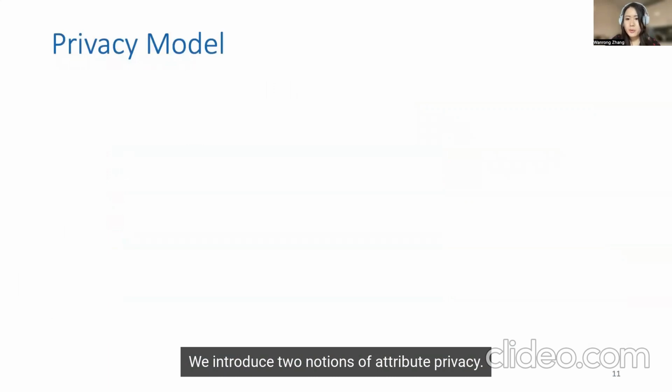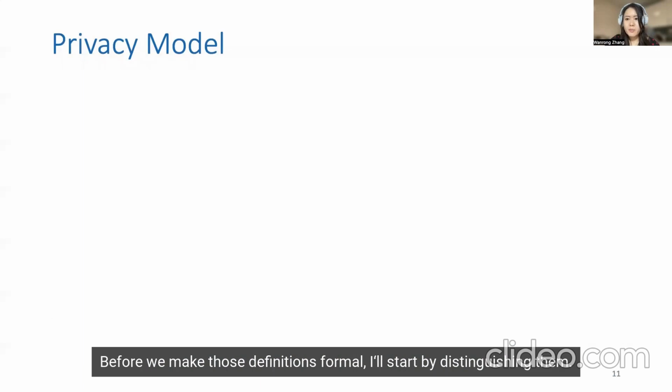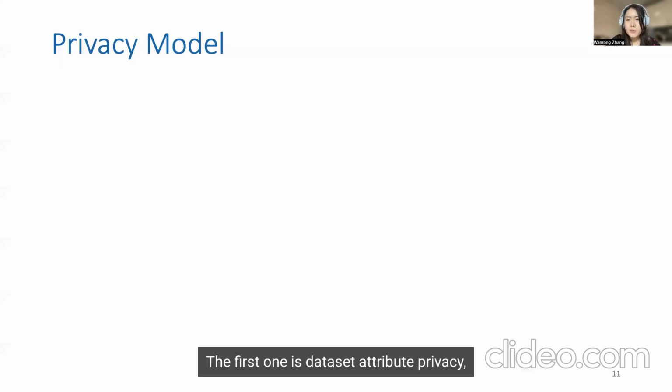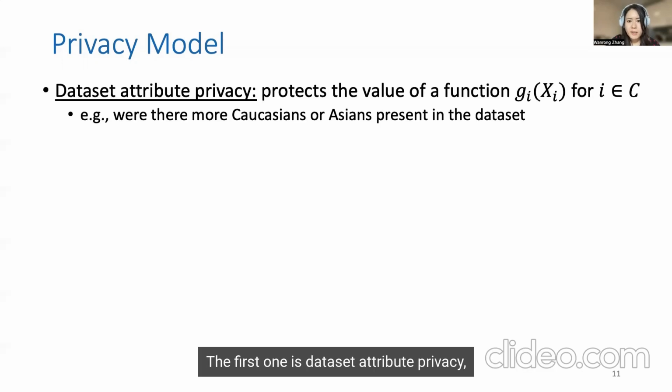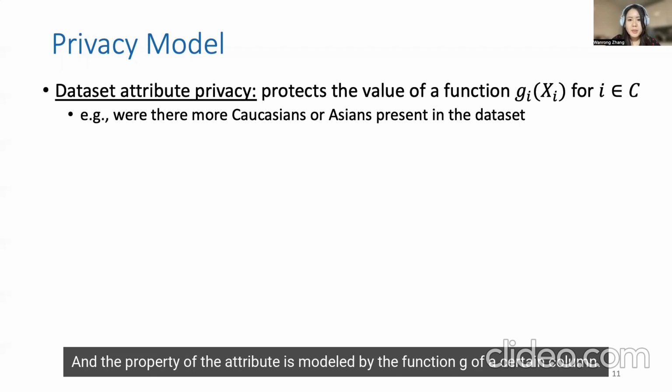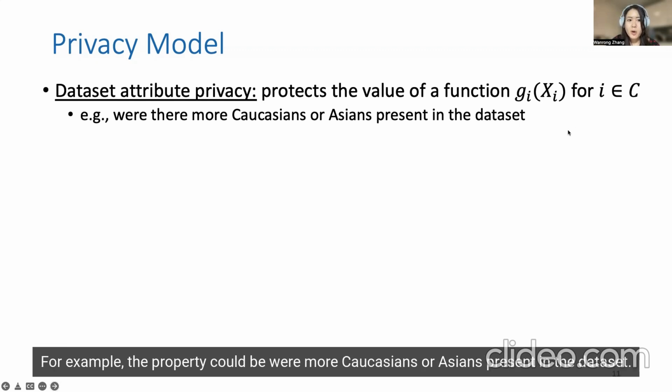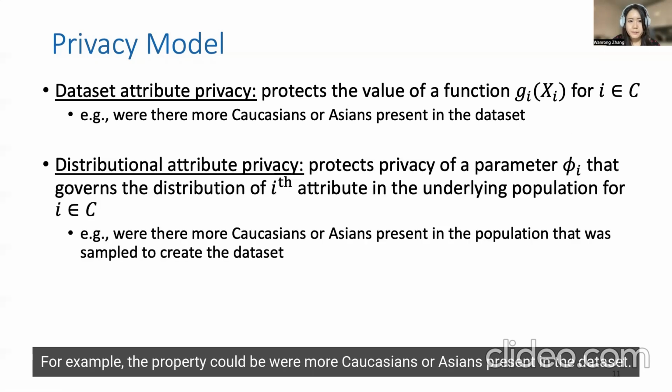We introduced two notions of attribute privacy. Before we make those definitions formal, I'll start by distinguishing them. The first one is dataset attribute privacy, which protects the attributes of a particular dataset, and the property of the attribute is modeled by a function g of a certain column. For example, the property could be: were there more Caucasians or Asians present in the dataset?